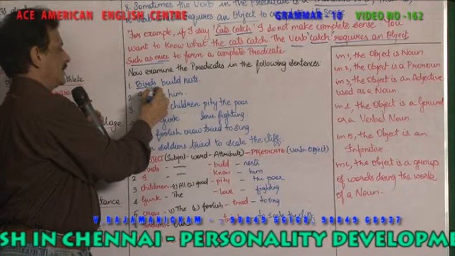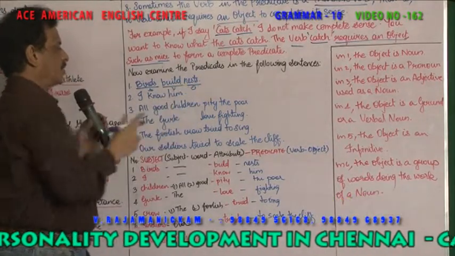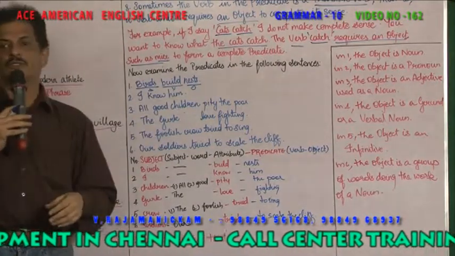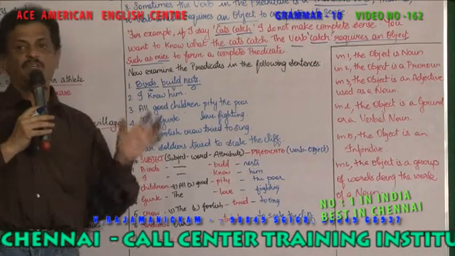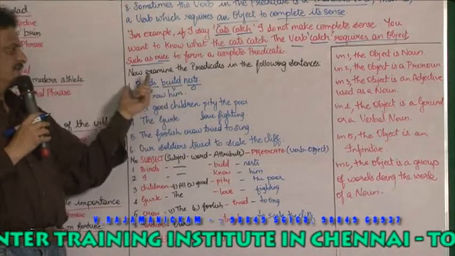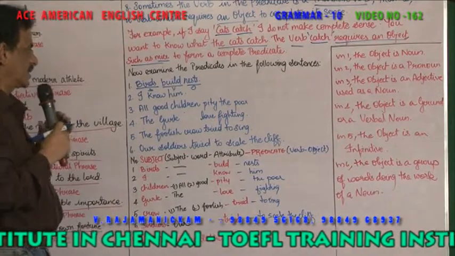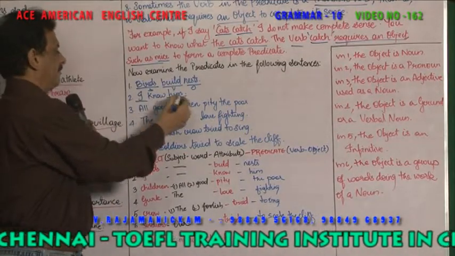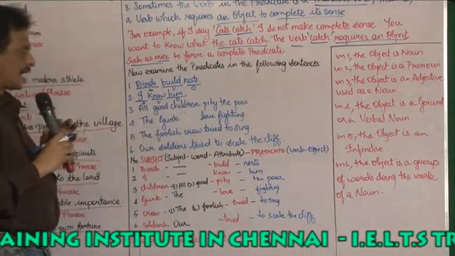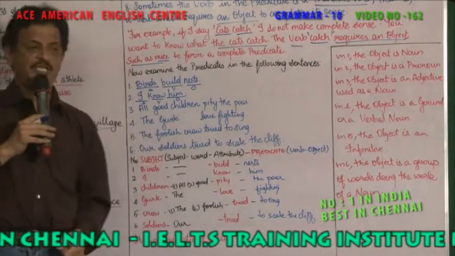Birds is the subject. Build is the verb. Nests is the object. So the birds build nests. It takes an object, so build is a transitive verb. It needs an object to give a complete meaning. The nests is different from the birds. Birds do construct nests. I know him. I and him are different, right? So I is the subject, know is a verb, him is the object. I know whom? Him, somebody else. So this know becomes a transitive verb which takes an object.